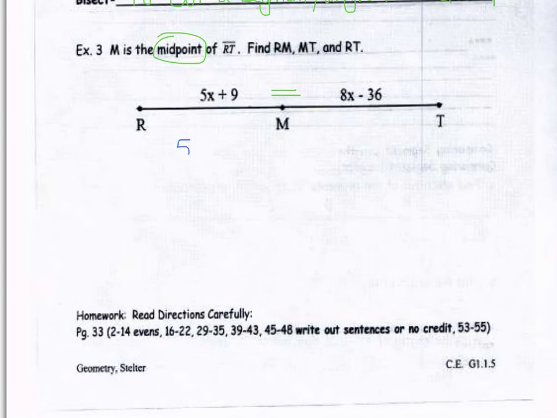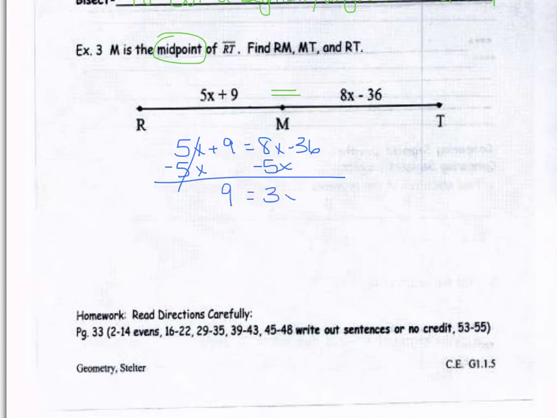I can say 5x plus 9 equals 8x minus 36. So from there, I get x's on one side, so I'm going to just subtract the smaller x so it goes over and gets it off of that side. So then I have 3x minus 36. I need to get the x by itself, so I have to make that negative 36 a 0, and I can do that by adding the opposite. So add 36.